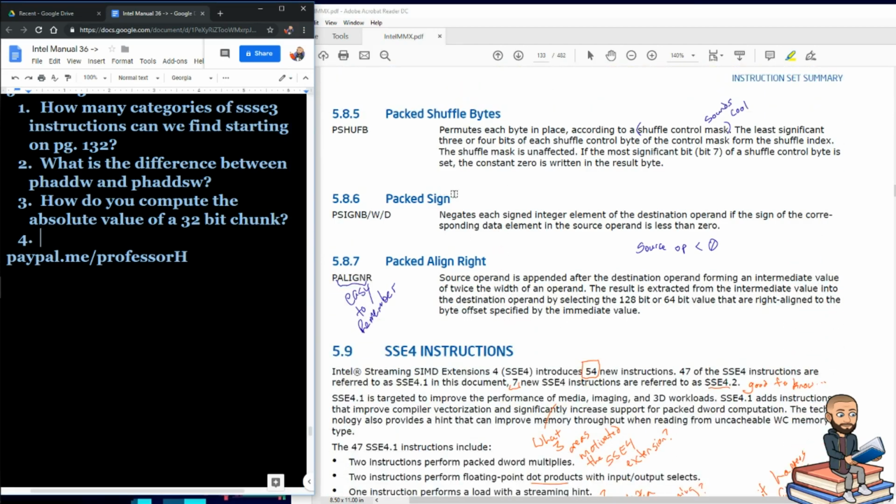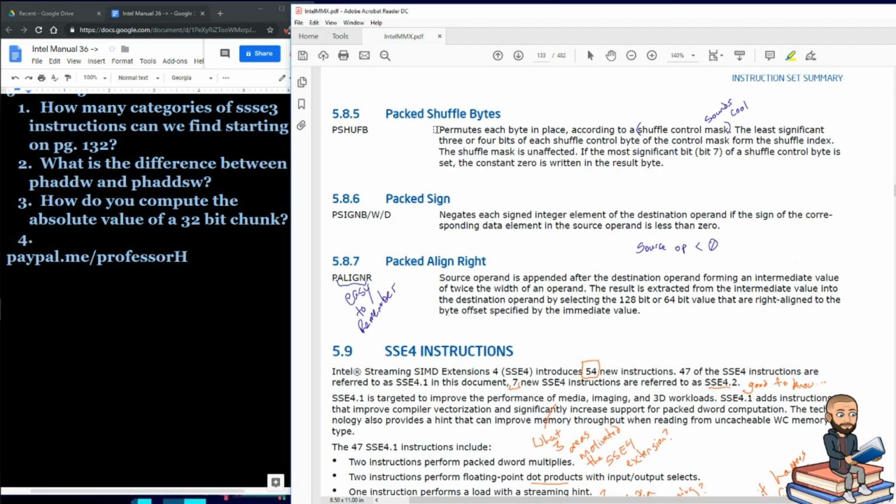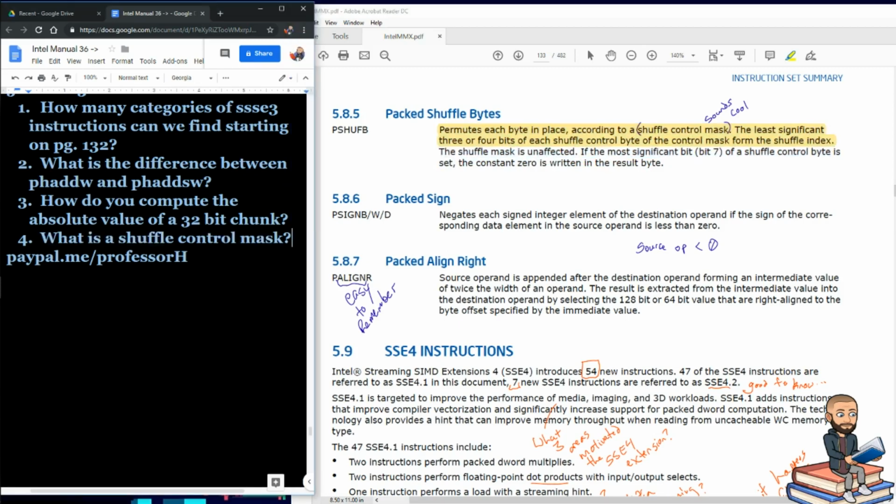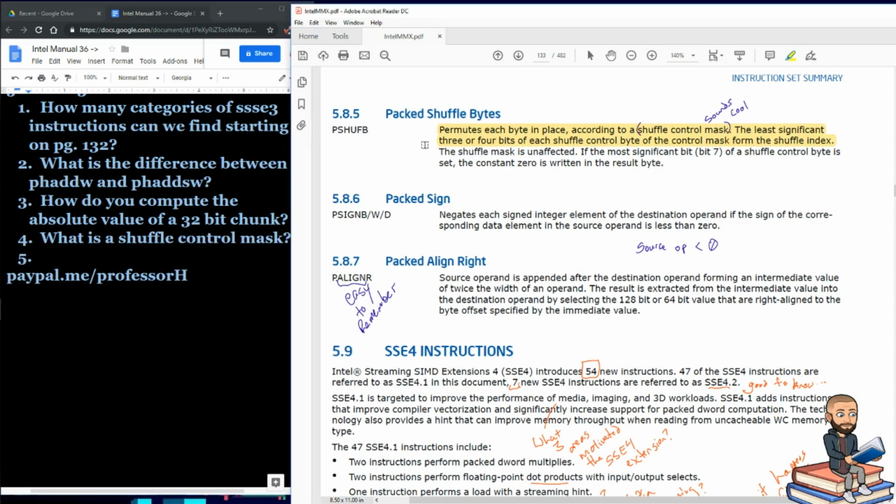Packed shuffle bytes. This permutes each byte in place according to a shuffle control mask and the least significant 3 or 4 bits of each shuffle control byte of the control mask from the shuffle index. So I ask, what is a shuffle control mask? Because whatever it is, the shuffle mask is unaffected, and if the most significant bit, which is bit 7 of a shuffle control byte, is set, the constant 0 is written in the result byte.